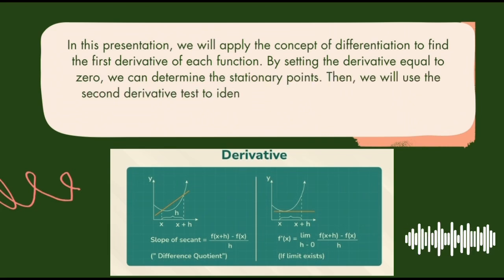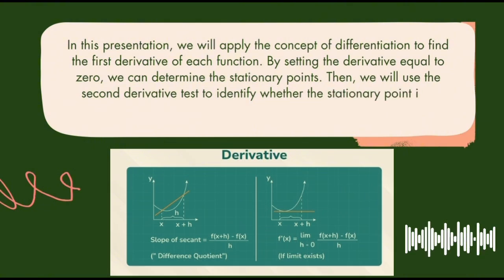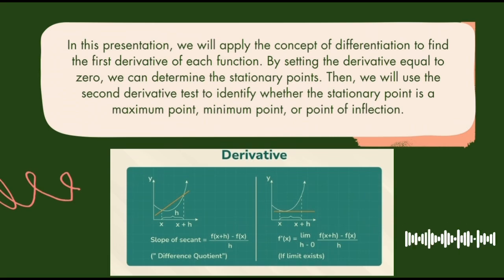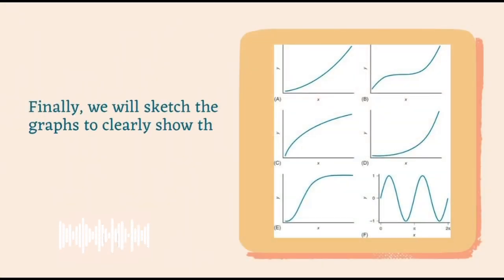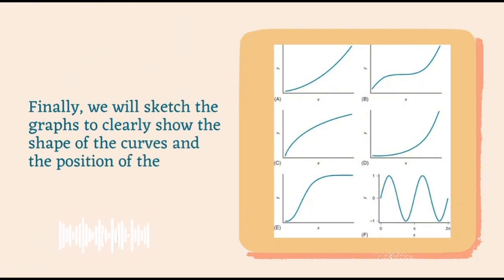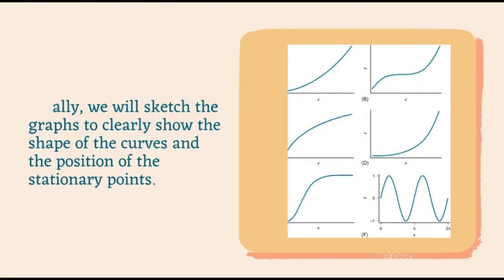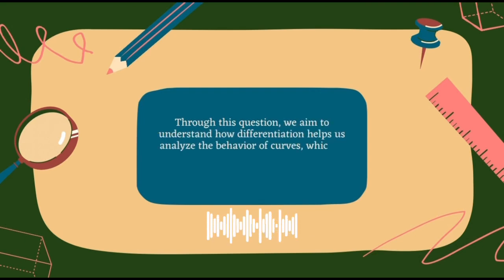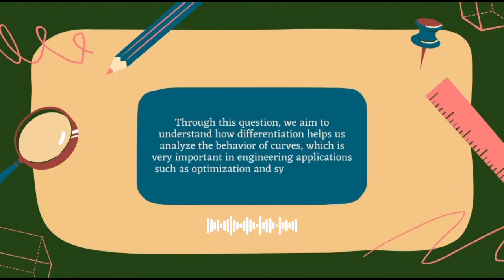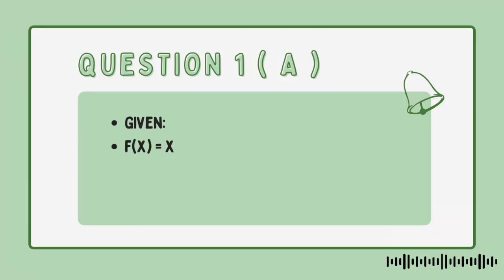Then, we will use the second derivative test to identify whether the stationary point is a maximum point, minimum point, or point of inflection. Finally, we will sketch the graph to clearly show the shape of the curve and the position of the stationary points. Through this question, we aim to understand how differentiation helps us analyze the behavior of curves, which is very important in engineering applications such as optimization and system analysis. Now I will explain question 1.